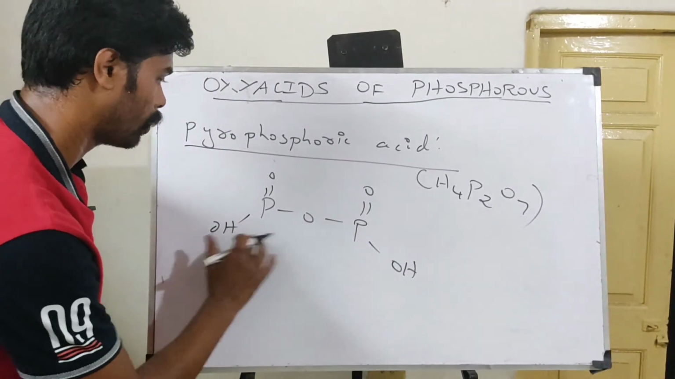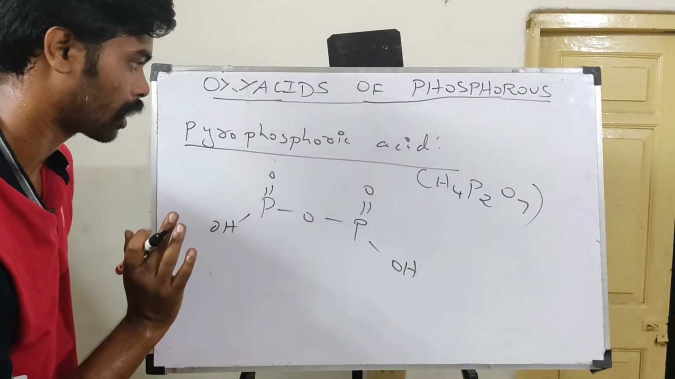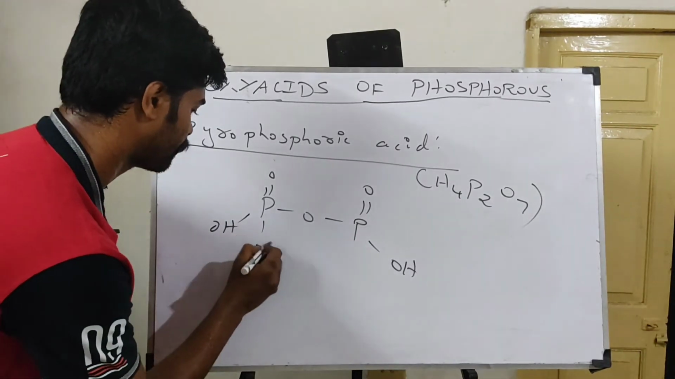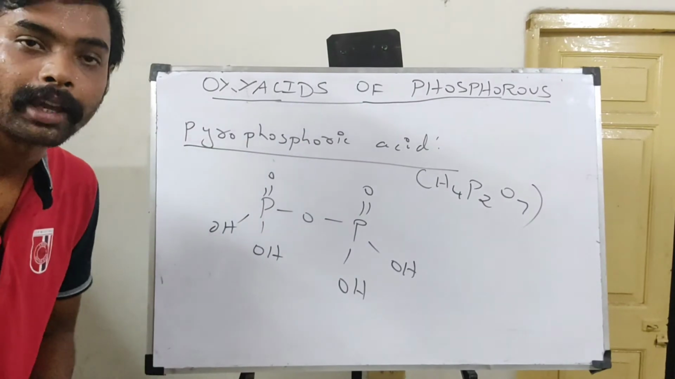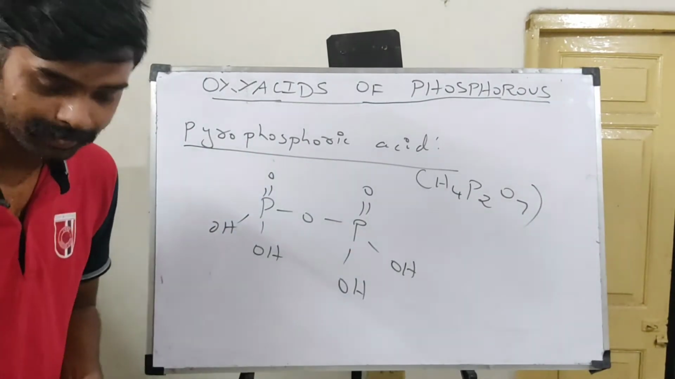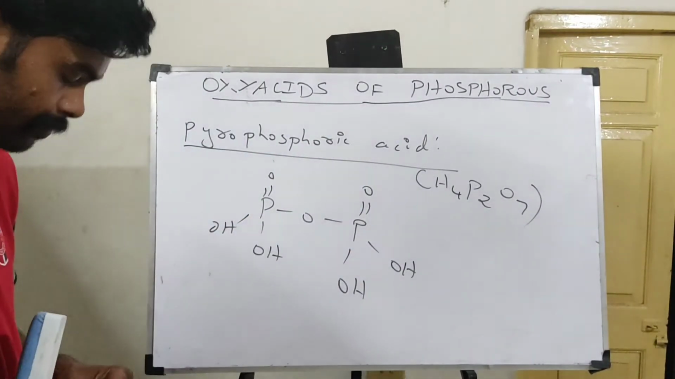Okay, now next one. So 1, 2, 3, 4, 5 oxygen atoms are accounted for. So I'm going to have, this is the structure for pyrophosphoric acid, right? Next one.